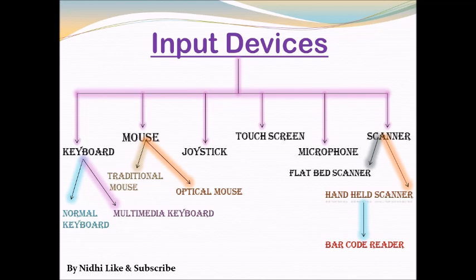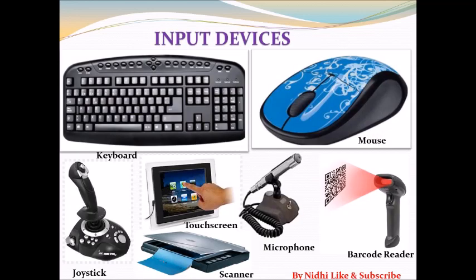Here you can see the pictures of input devices. Keyboard is given here, that is a multimedia keyboard. One mouse is given, and you will find a joystick here, and then scanner, microphone, barcode reader, and touch screen also.